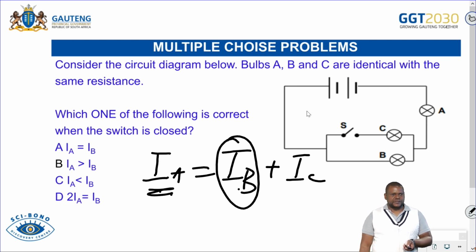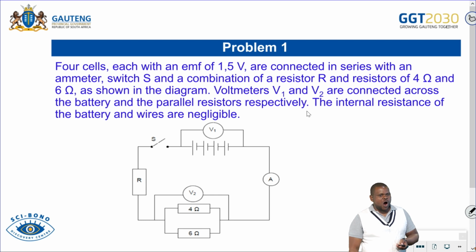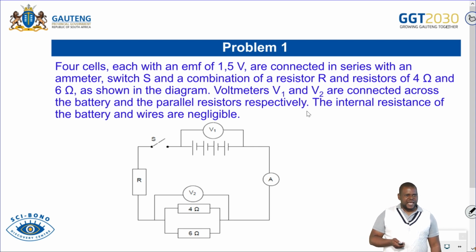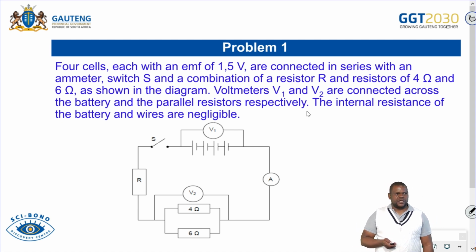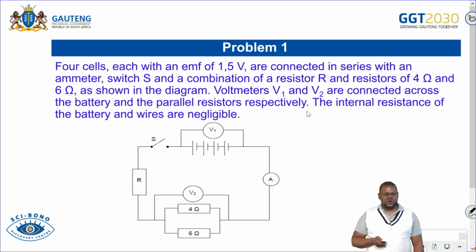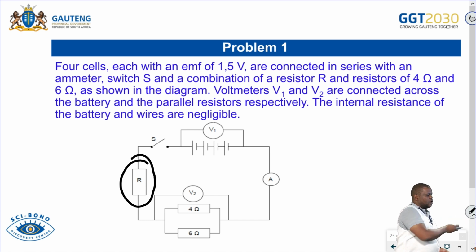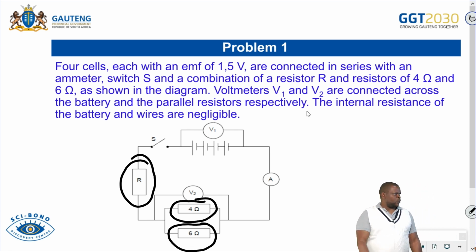Yes. Okay. We are continuing. We have a long question. Let's look at this long question, grade 11s. They said 4 cells, each with an EMF of 1.5 V, are connected in series with an ammeter, switch S, and a combination of resistor R, a resistor of 4 ohms and a resistor of 6 ohms, as shown in the diagram. Are we together? We can see here we have resistor R that we don't know the value of, and then we have a resistor of 4 ohms and a resistor of 6 ohms, and we also have what?